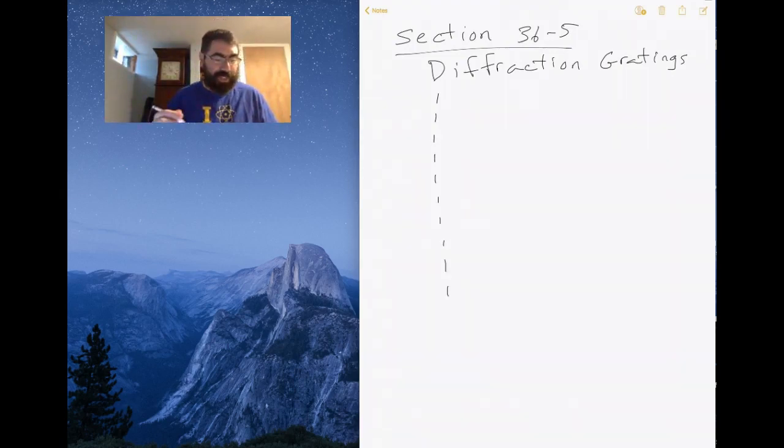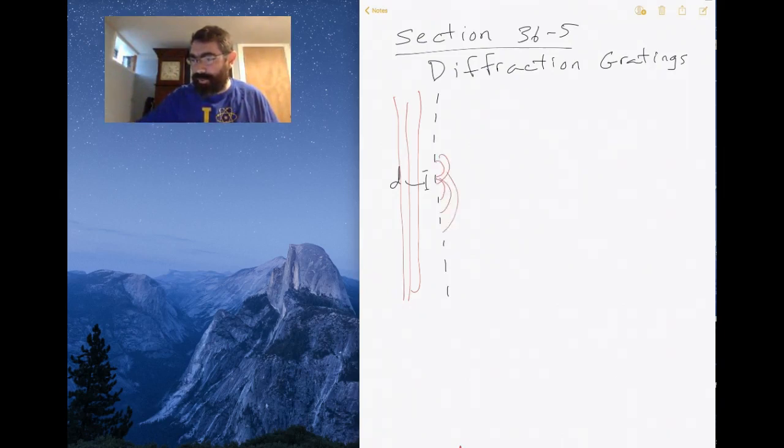which are all separated by the same distance, d. So the distance between each of these is going to be d. And then you have the waves coming in, this wave front that comes in, and then after that you just get wavelets all over the place, which then will start to interfere with each other. And so then what you get on the other side over here is going to be a diffraction pattern.